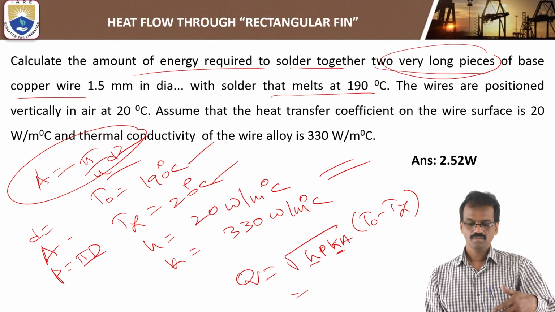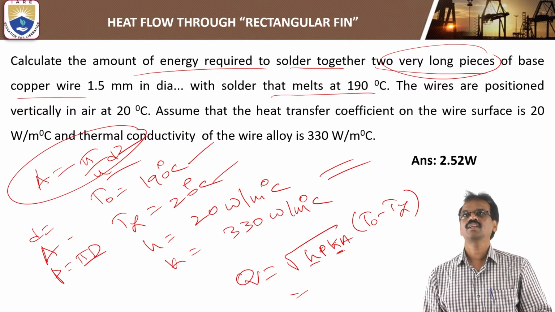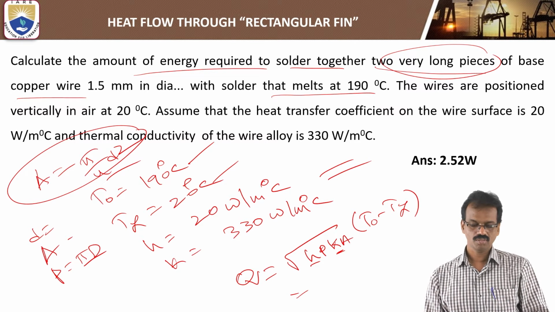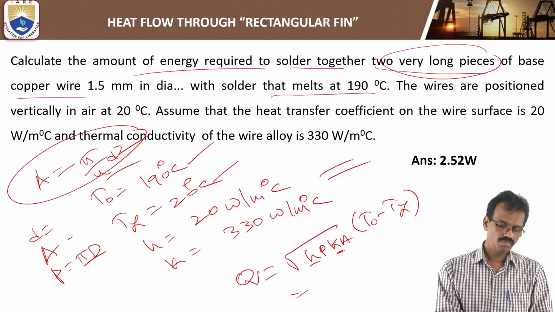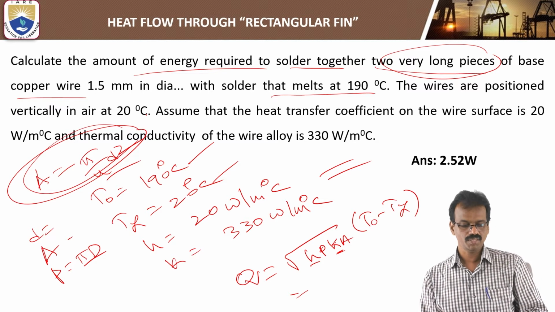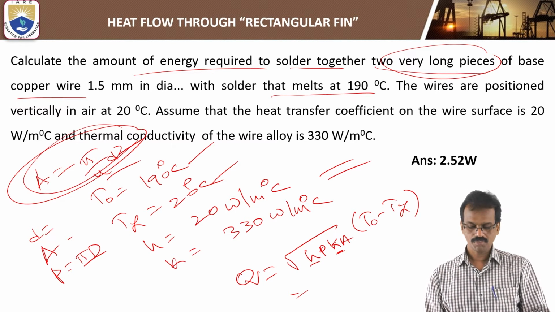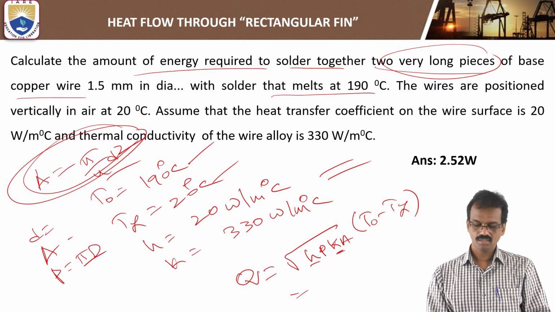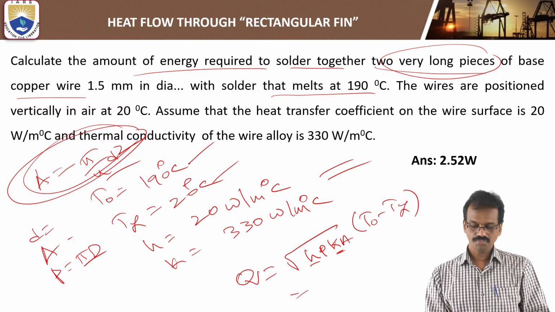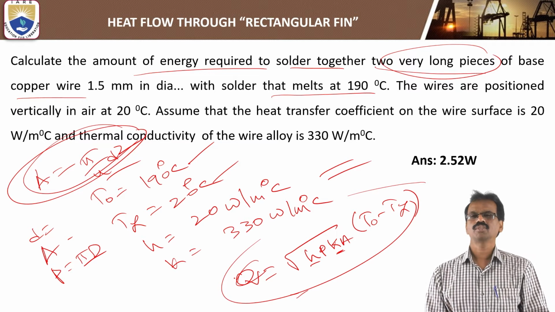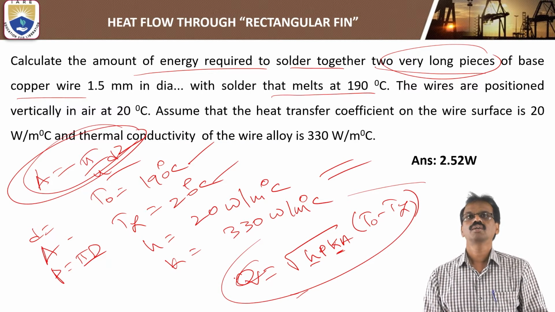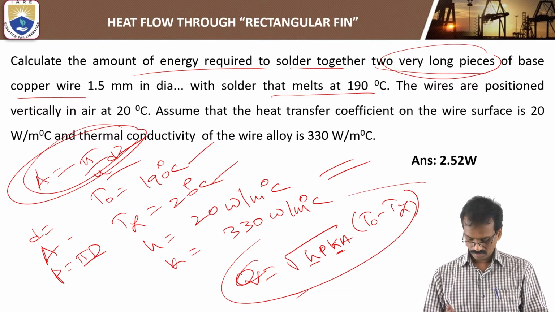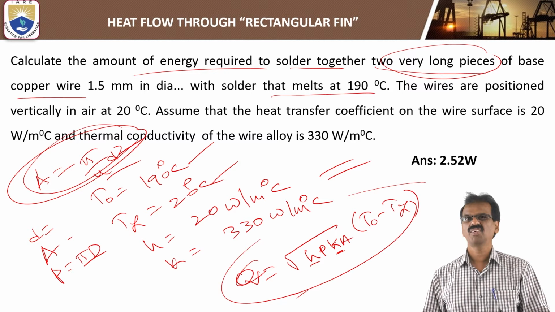We derived the formula for the rectangular bar. Here the shape of the pin is a circular bar, so you have to take the areas based upon the diameter. If you substitute these values in this one, you will get the rate of heat transfer. So this is a small numerical which is related to the previously derived equation.